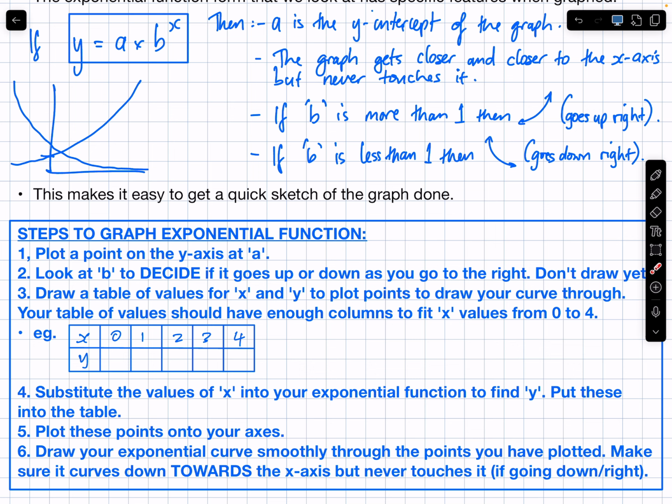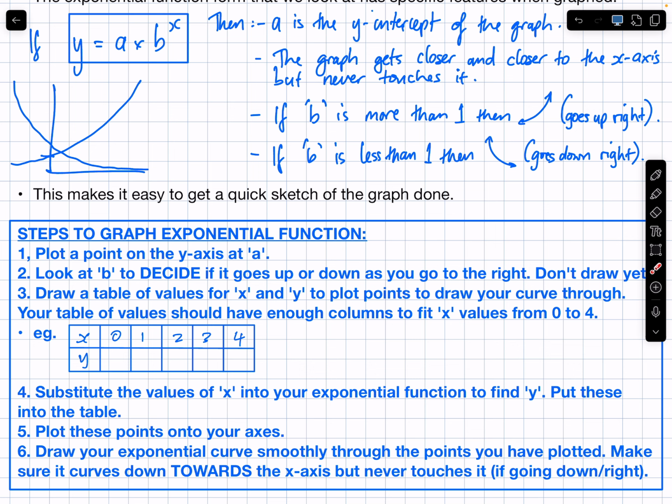And then last one, x is 4. 0.5 times 2 to the power of 4. What's 2 to the power of 4? 16. 0.5 times 16. Half of 16 is 8. So I have a bunch of coordinates I can plot: (0, 0.5), (1, 1), (2, 2), (3, 4), (4, 8).